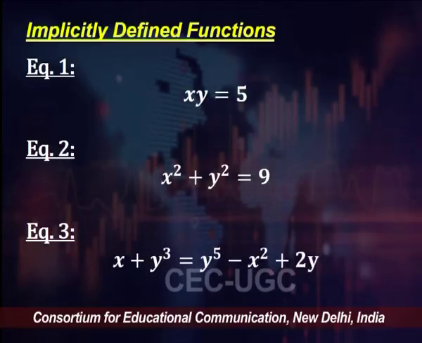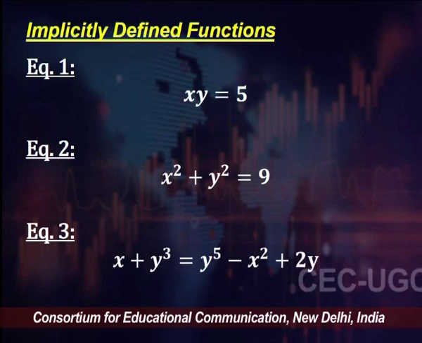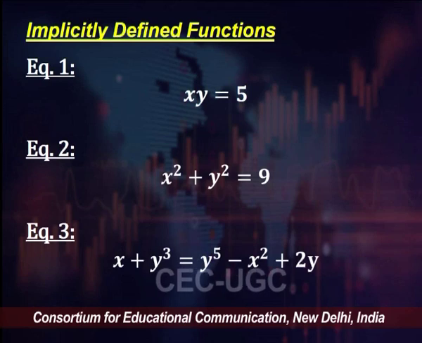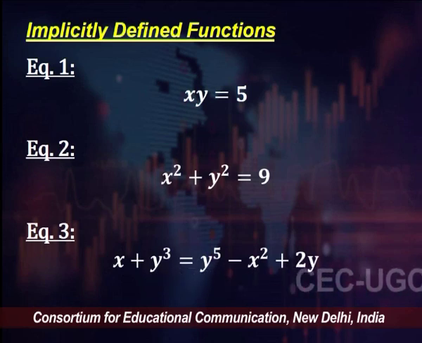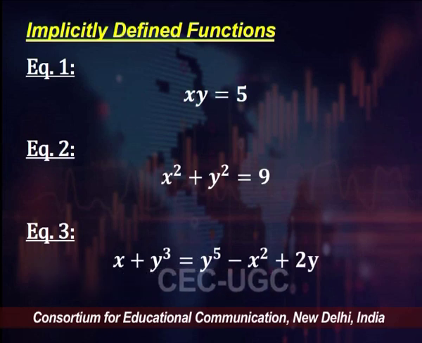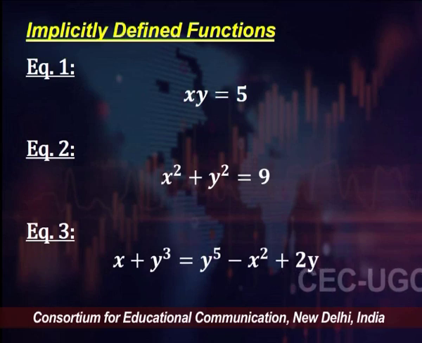Now let us suppose we are differentiating functions where the function is implicit in equations such as, I have given you 3 examples here: x times y equal to 5, or x squared plus y squared equal to 9, or even an equation like x plus y cubed equal to y to the power 5 minus x squared plus 2y. So basically here the function is implicit in these equations.